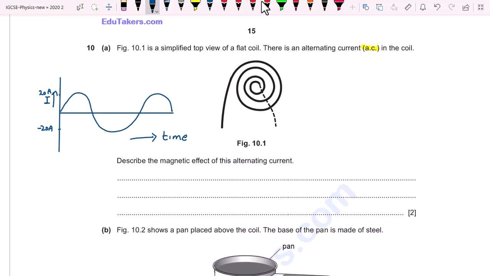And I can simply say that when the direction of current is changing, then a magnetic field is produced. So I simply write here: magnetic field produced which changes direction.